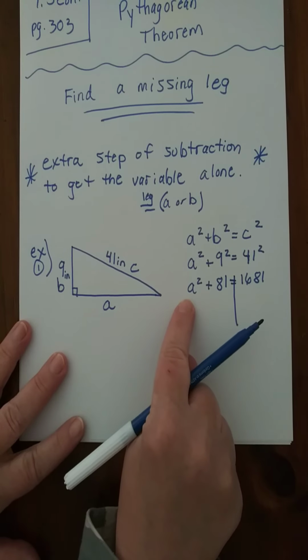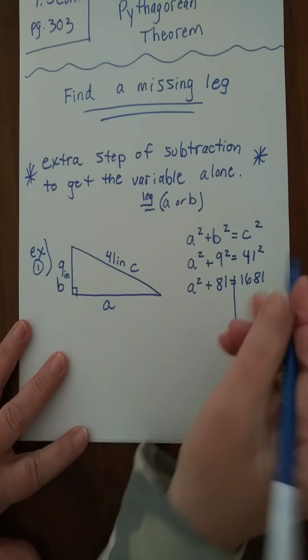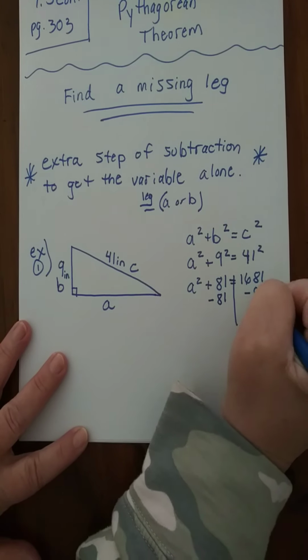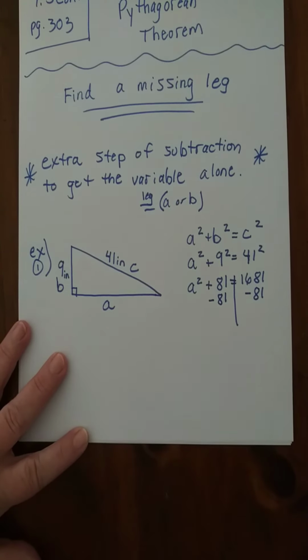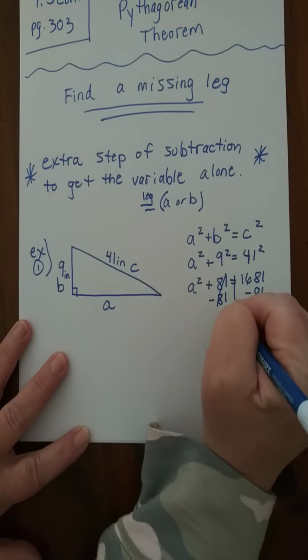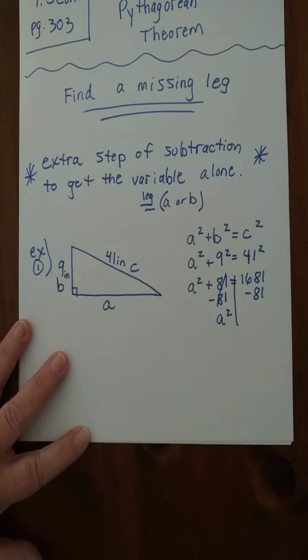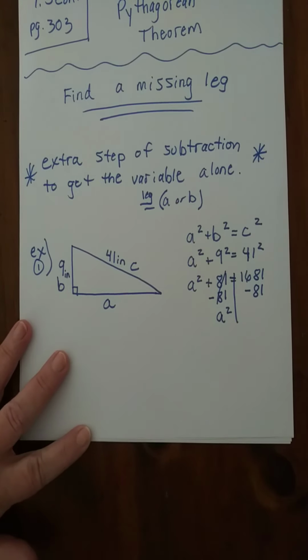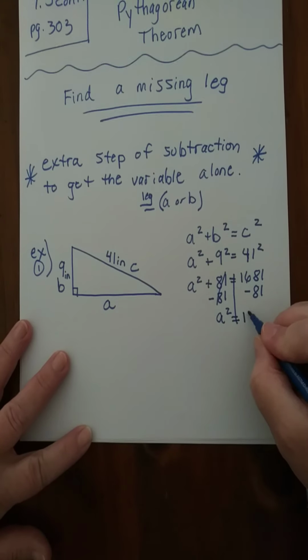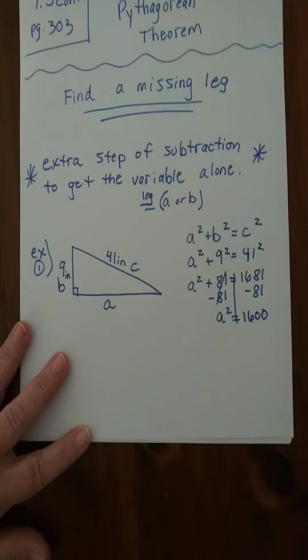In order to get that variable by itself, we have to get rid of 81. So I'm going to subtract 81 from both sides. That's the extra step. So these cancel out, so we're left with a squared over here, which is what we wanted. We wanted to get the variable by itself. And it equals, on this side, 1681 minus 81 is 1,600.